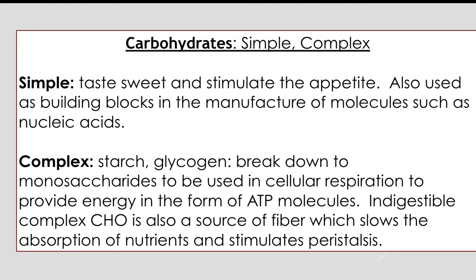Glycogen is the storage form of carbohydrates in our bodies, usually mostly in the liver. They break down to monosaccharides to be used in cellular respiration to provide energy in the form of ATP molecules. We'll go over that in detail when we go over the Krebs cycle. Indigestible complex carbohydrate is also a source of fiber, which slows the absorption of nutrients and stimulates peristalsis.